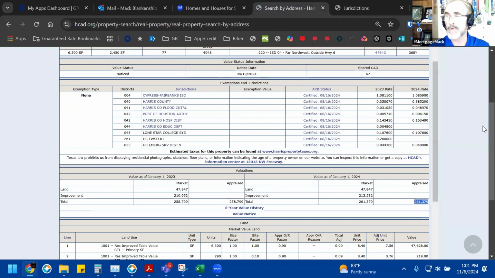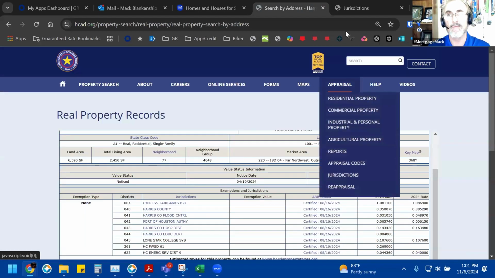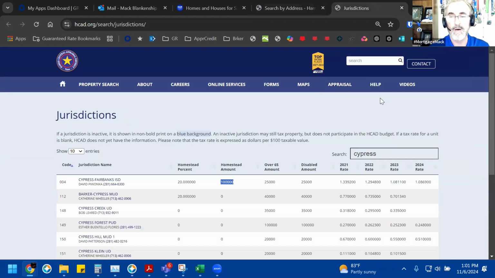Now, here's another trick, and a lot of folks don't know about this. If you go into the appraisal section on the county appraisal district's website, and you look up jurisdictions, and I already have it open right here, look at that. It lists every single taxing entity in Harris County, and it also lists the exemption amounts for homestead, for over 65, and for disabled.